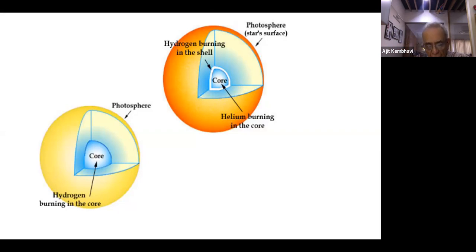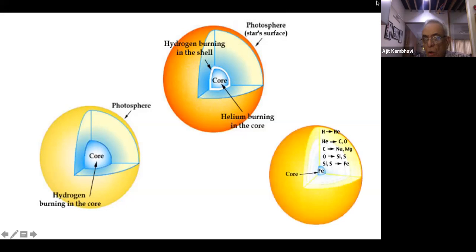Then at some point the helium will get exhausted, and again there's a collapse, and again there's an expansion of the outer layers, and then in the center the conversion of heavy elements will start if the mass is large enough. And so this cycle just goes on and on. Then, if the mass of the star is large, meaning how much? About, say, more than about 10, 12 solar masses, then eventually the center gets converted to iron.